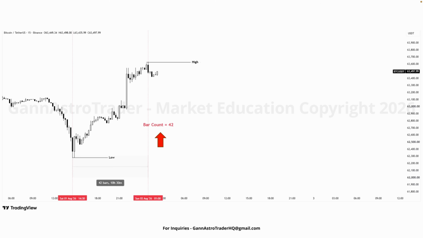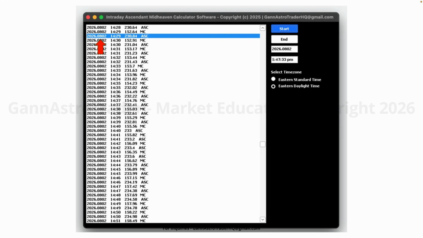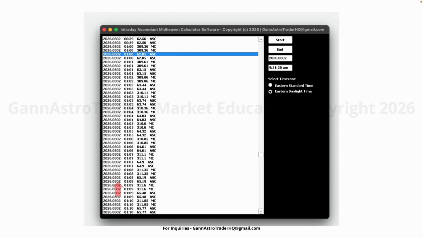Now we bring in the intraday ascendant mid-heaven calculator. At the beginning of the swing, at the Bitcoin low, the ascendant value is approximately 230.26 degrees. We then move to the opposite end of the measured swing, where Bitcoin reaches its high. At that point, the ascendant value is approximately 62.85 degrees. These two values give us the angular movement that occurred during the 42-bar swing.